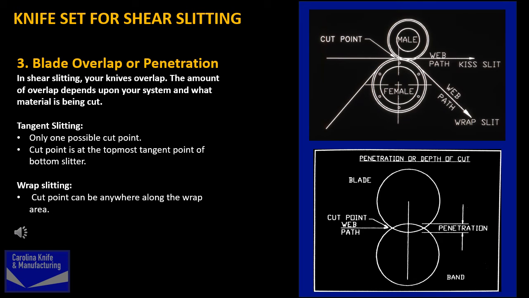In shear slitting, your knives overlap. The amount of overlap depends upon your system and what material is being cut. In tangent slitting, there is only one possible cut point designed into the system. That cut point is the topmost tangent point of your bottom slitter. In wrap slitting, your cut point can be anywhere along the wrap area.